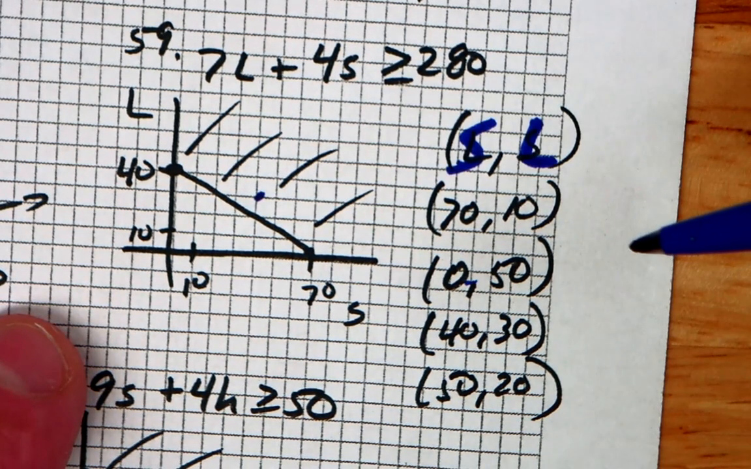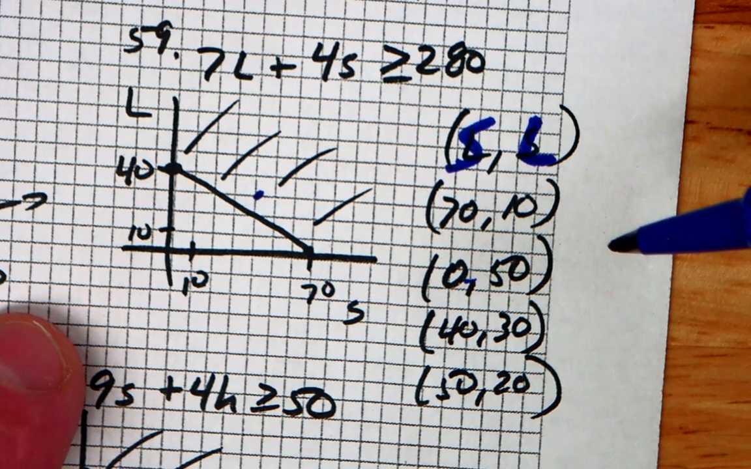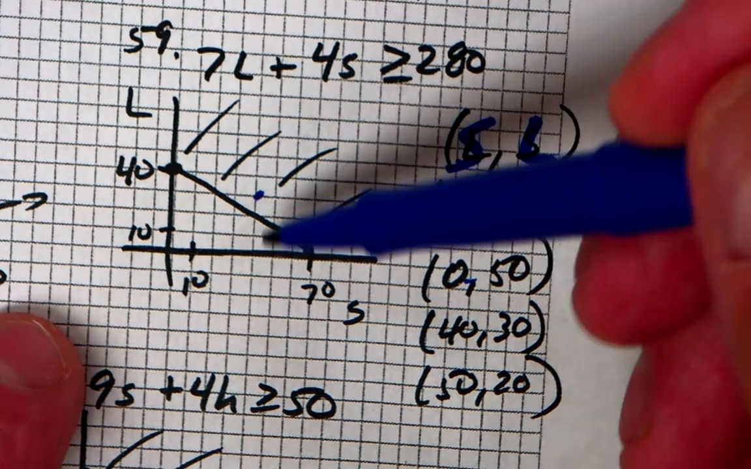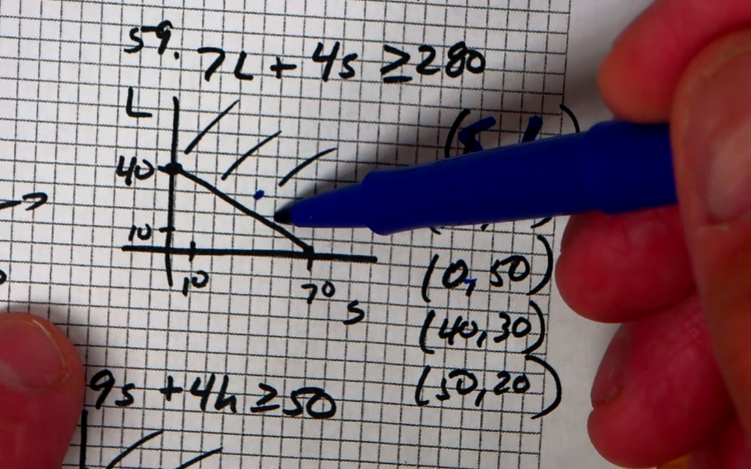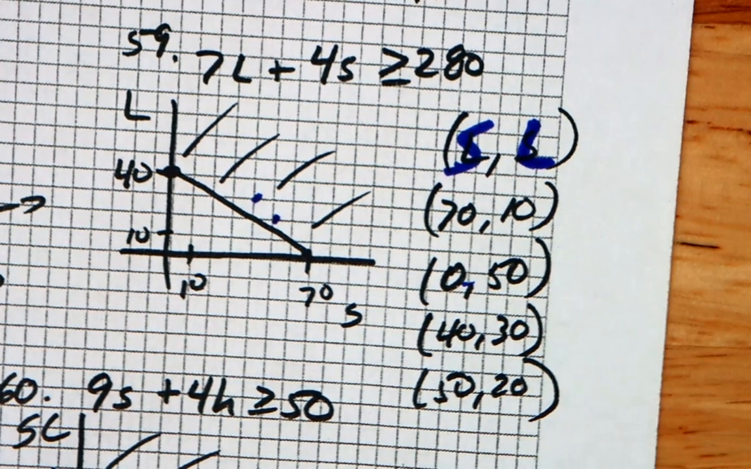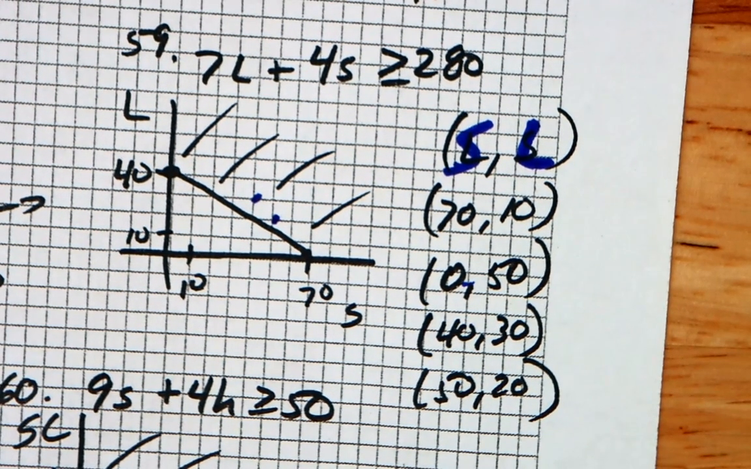So yeah, it's in my successful region. Okay, it's going to make enough money. 50 and 20. Yeah, that's right there. That's in my successful region. So yeah, that's going to make enough money. Okay.